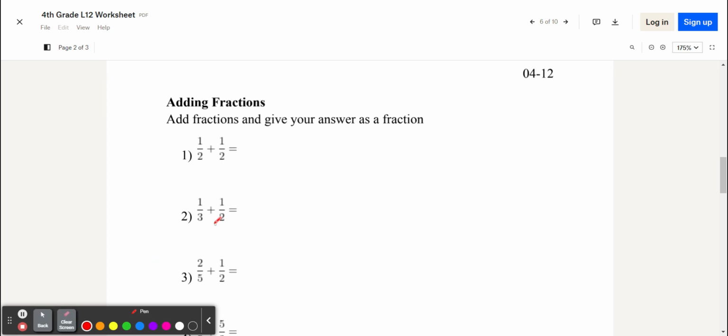Next, we move on to adding fractions. Adding fractions is actually a little bit more complicated than multiplying because you have to make sure the denominators are the same first. 1/2 plus 1/2, they are already the same. So in this case, you put that denominator on the bottom, no change, and then you add the top, so 1 plus 1, which gets you 2 over 2, which equals 1.